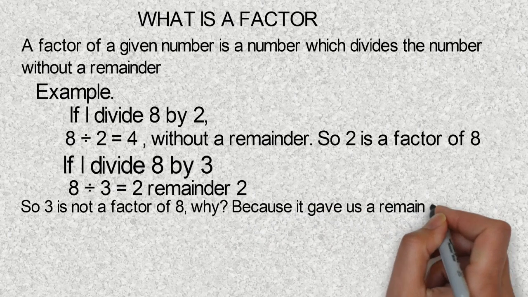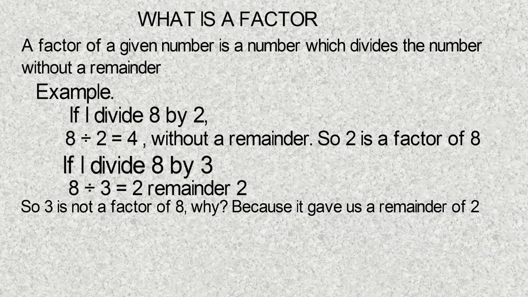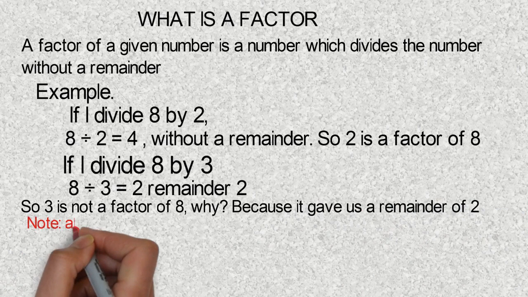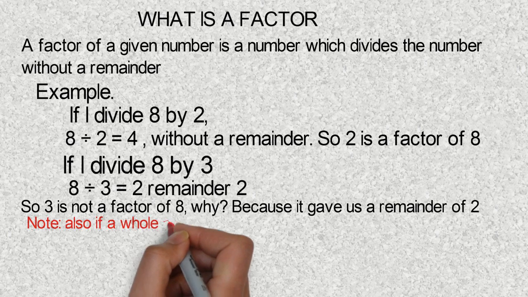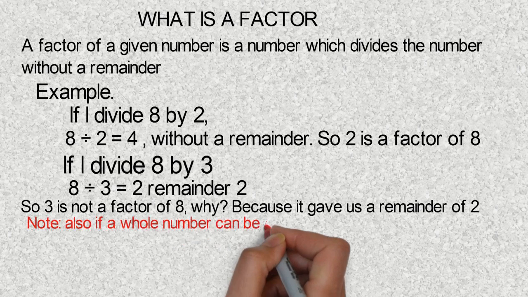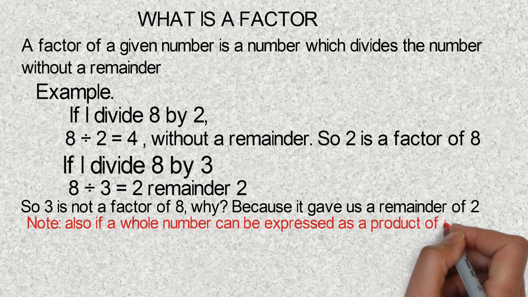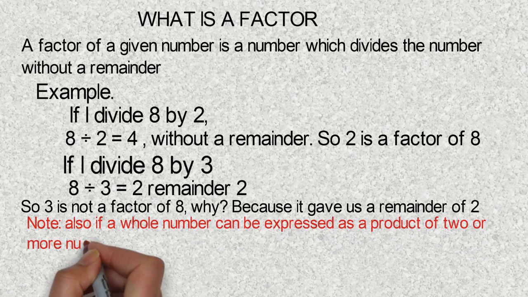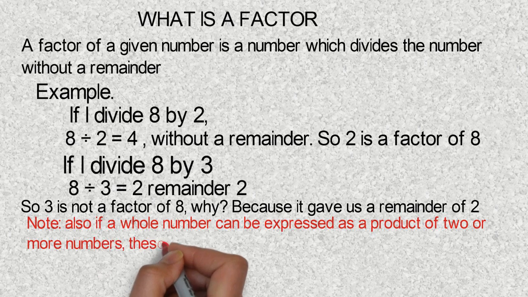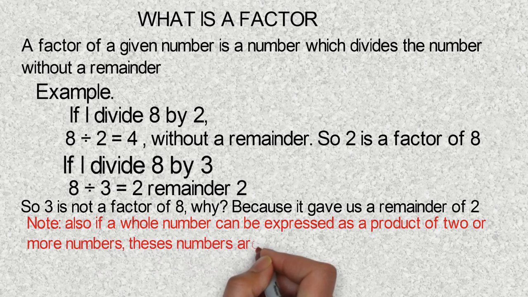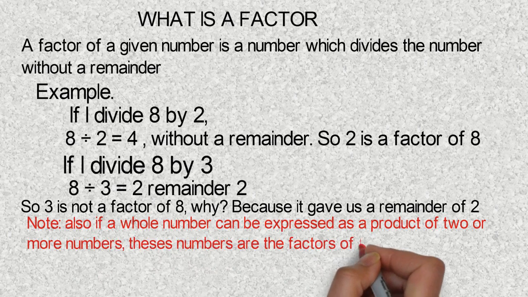So, if you divide 8 by 3, you get what? 3 in 8 will give us 2 times, which is 3 times 2 equals 6. 8 minus 6 gives me 2, so that's a remainder of 2. So note, also if a whole number can be expressed as a product of 2 or more numbers, these numbers are the factors of the whole number.